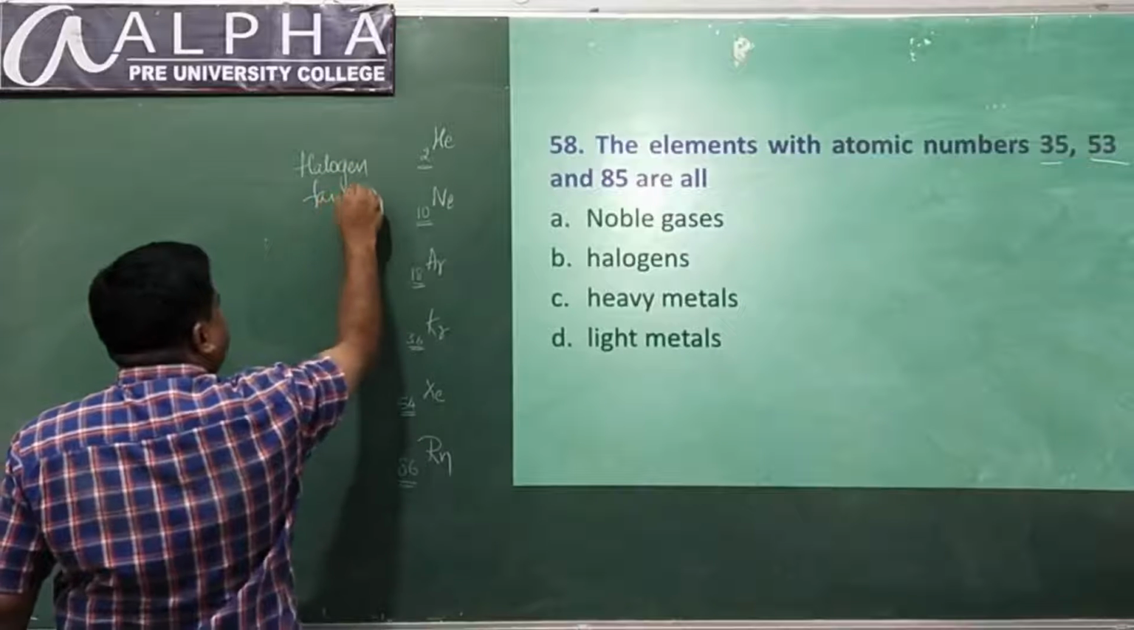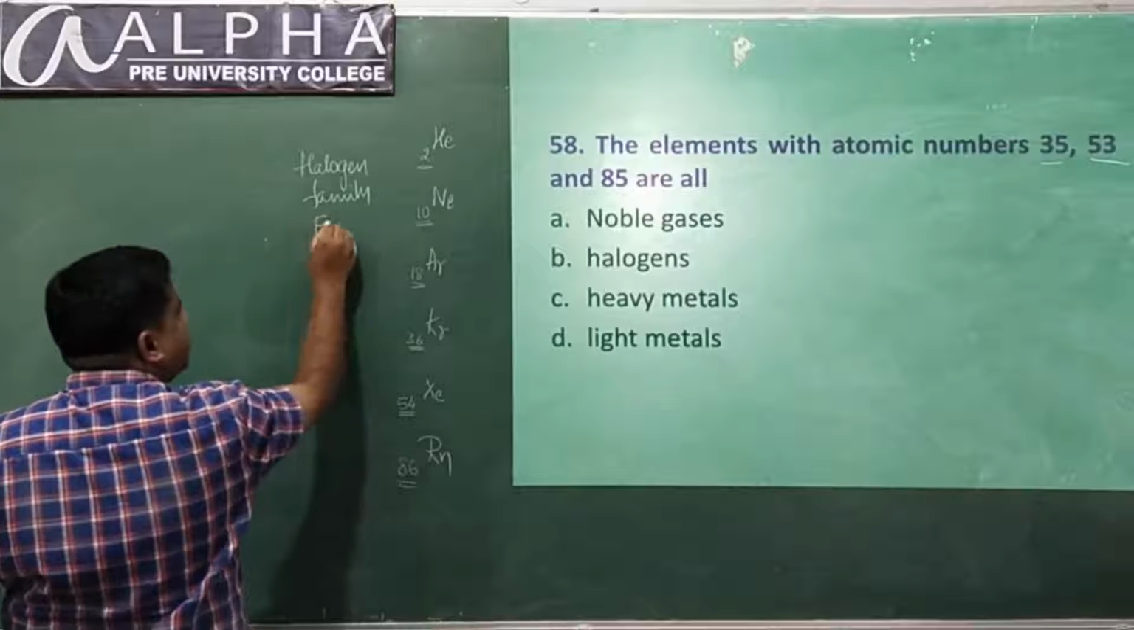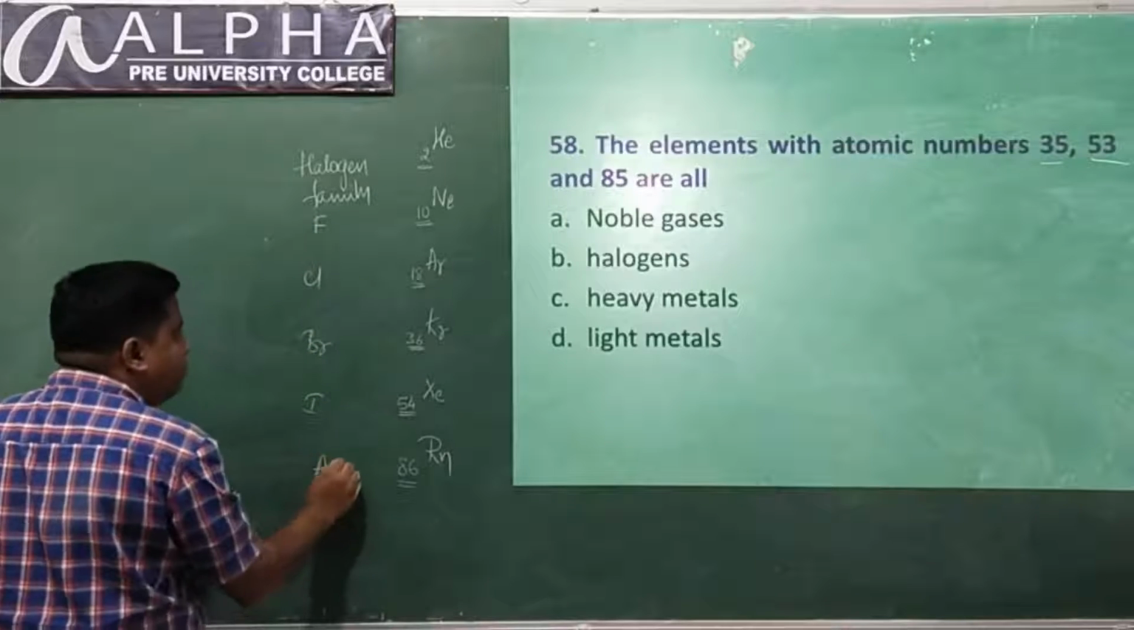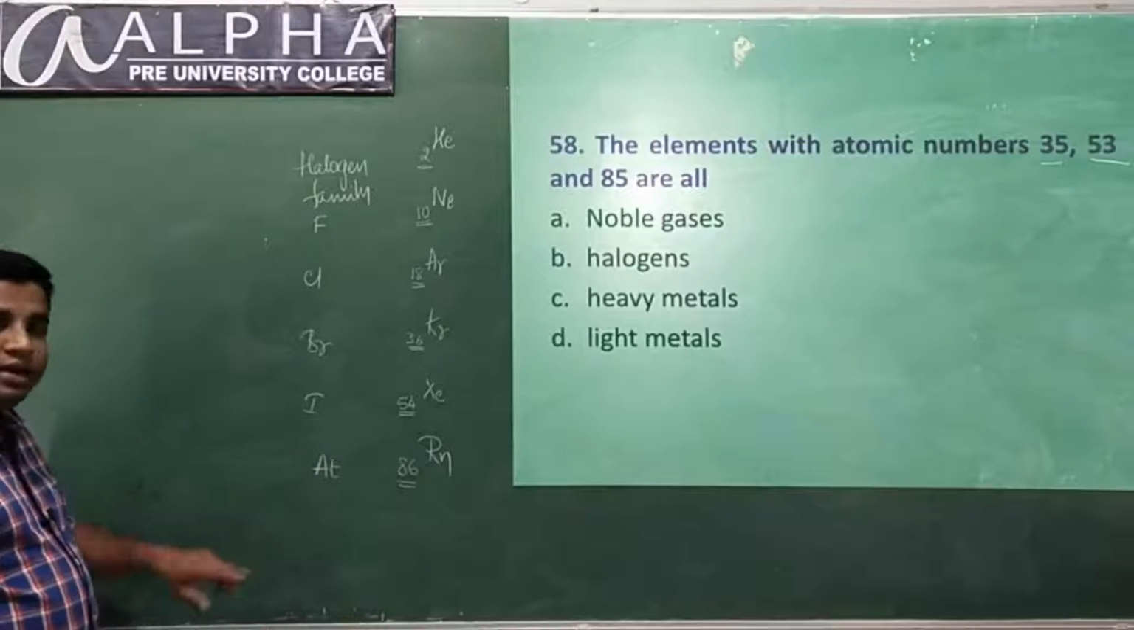Can you name the elements of the halogen family? Yes, we have fluorine, chlorine, bromine, iodine and astatine.